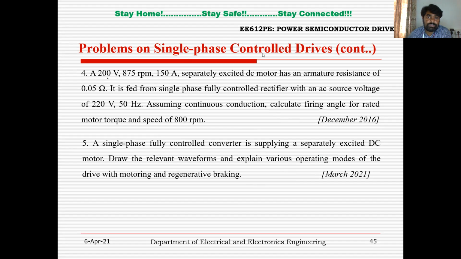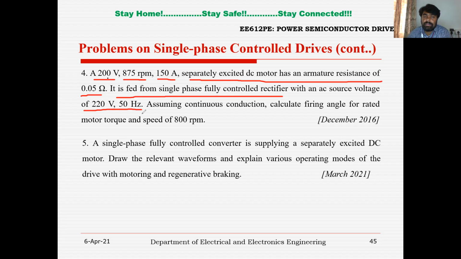Now here you can see the question. A 220 volts, 875 RPM, 150 amps, separately excited DC motor has an armature resistance Ra of 0.05 ohms. It is fed from a single phase fully controlled converter with a source voltage of 220 and 50 hertz. Normally a student will get confused. Instead of considering the input voltage we supply, which is 220, they will consider this one, right? So here they will make mistakes.